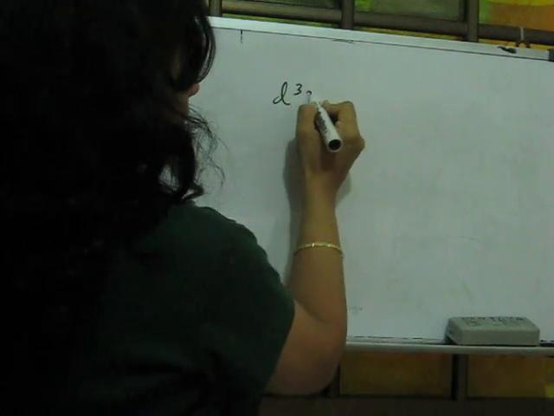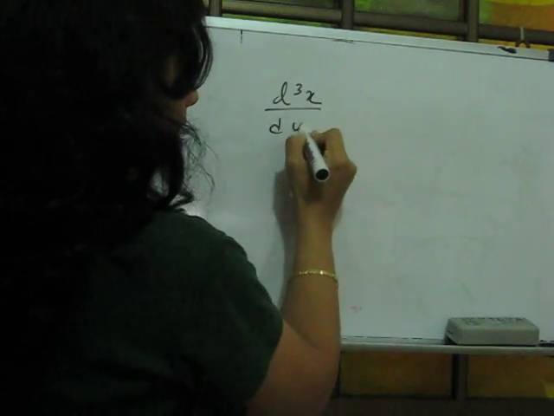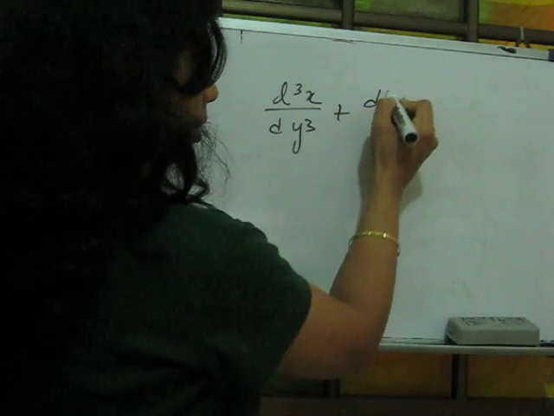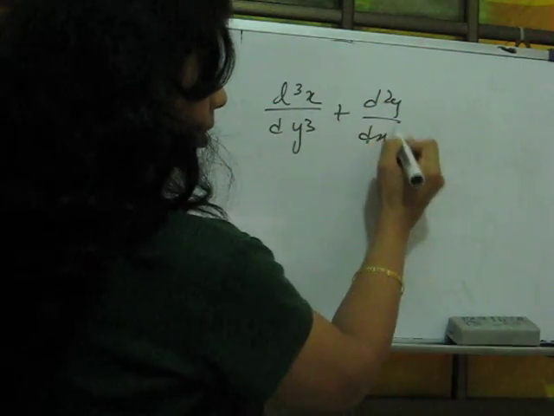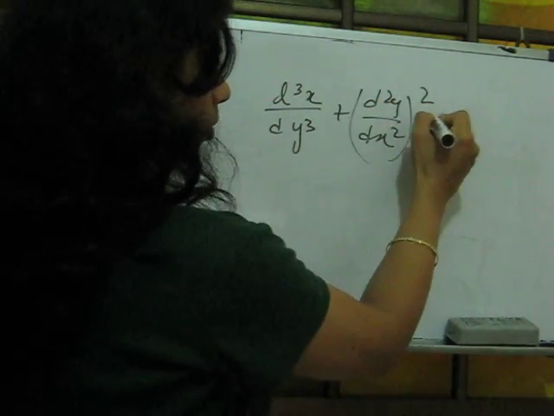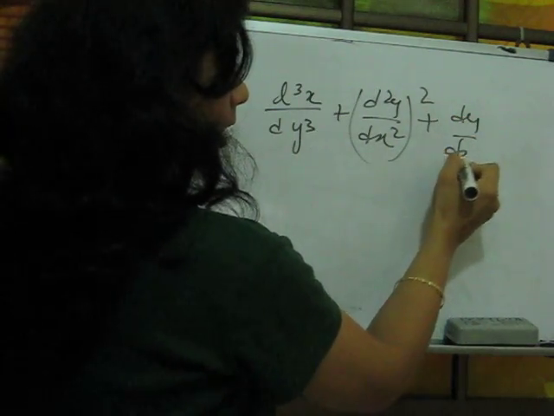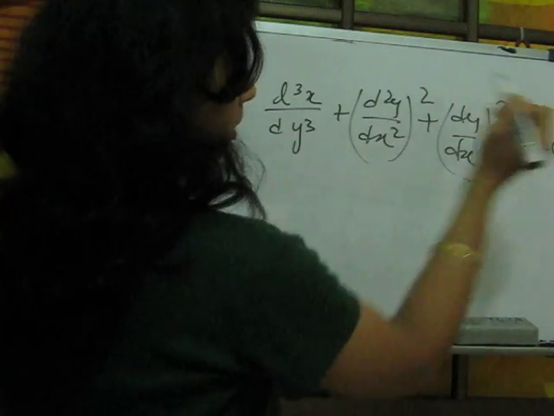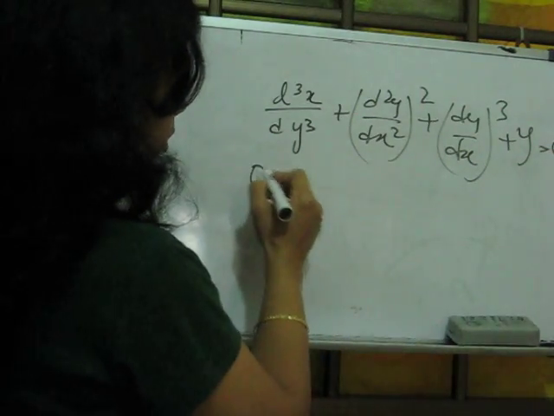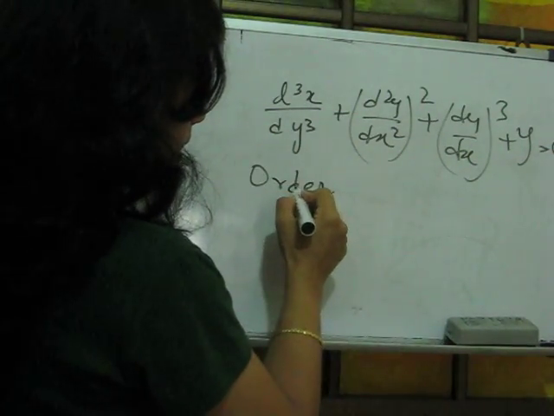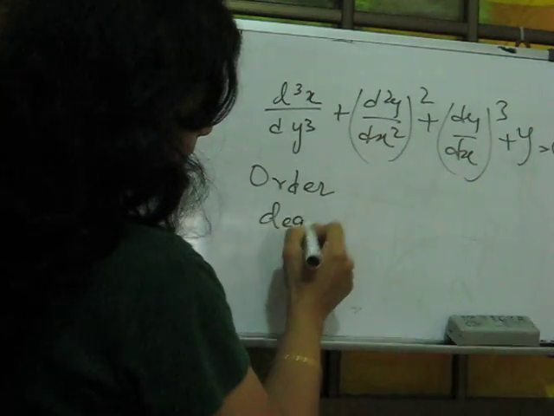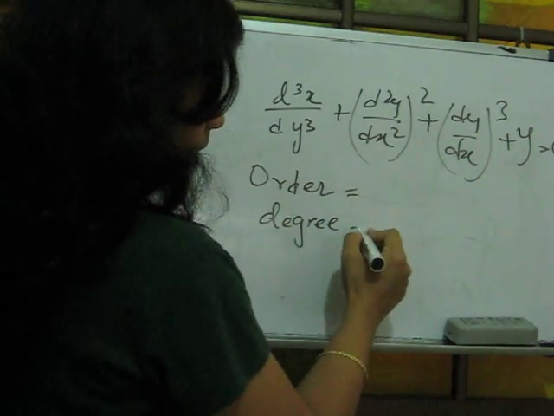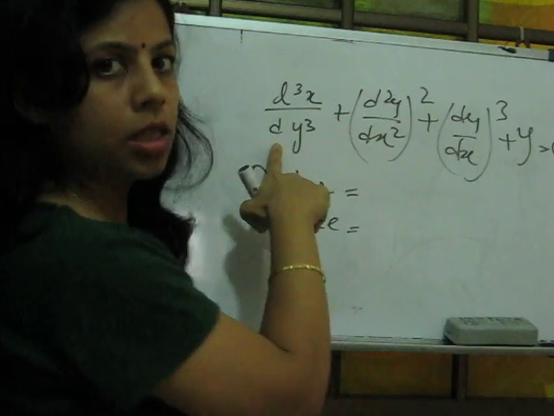If I write d3x by dy cube plus d2y by dx square to the power plus dy by dx to the power 3 plus y equal to something constant, then we talk about order and degree. Okay, what is the order of this equation?